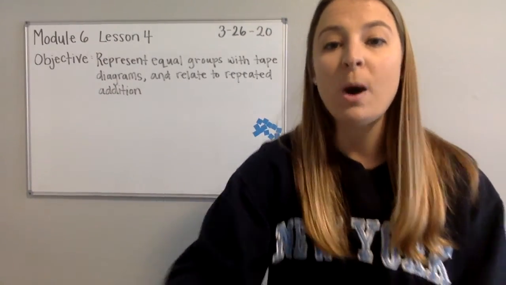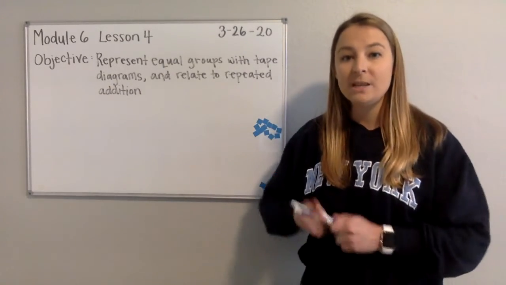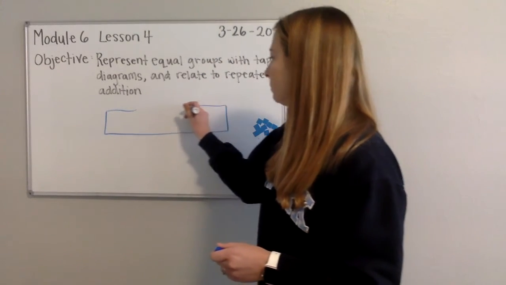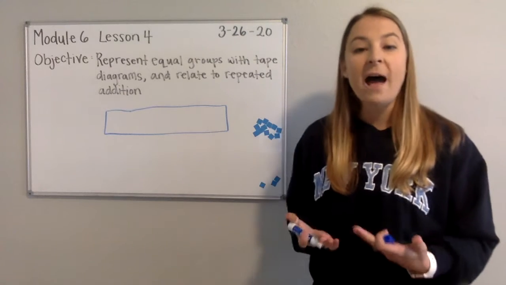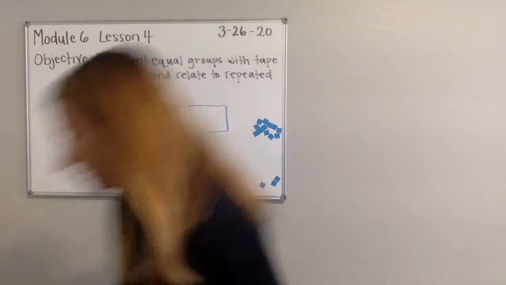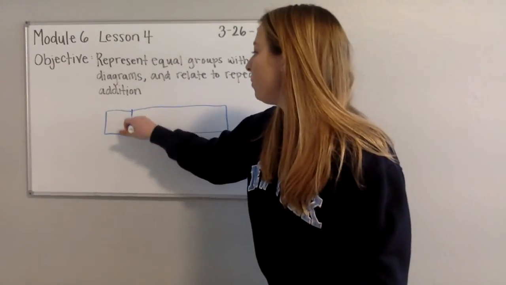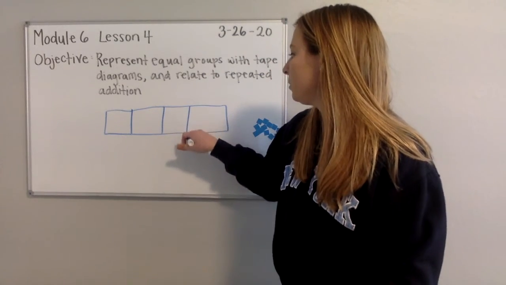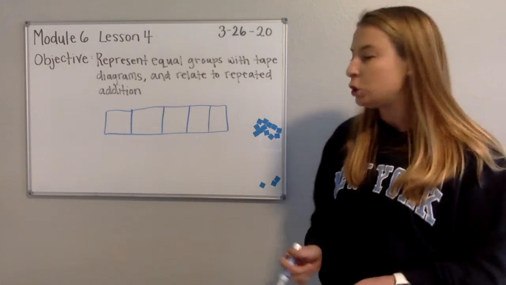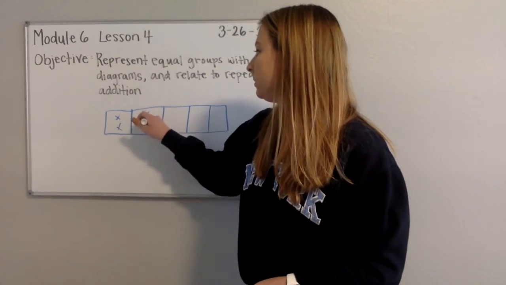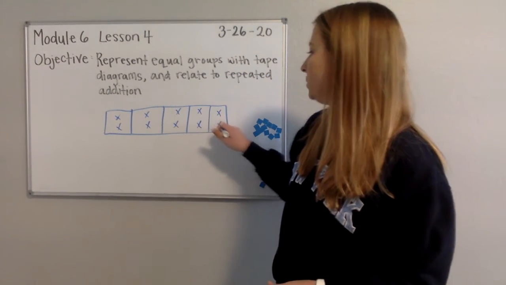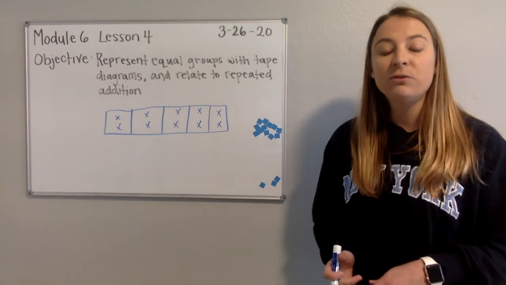Okay, for example 2, I am going to create 5 groups of 2. I'm going to start by drawing my tape diagram. And I'm trying to make 5 groups, so I know when I break up my tape diagram, I'm going to need 5 spaces in it. I have 1, 2, 3, 4, and 5. I now have my 5 groups, and I can put 2 in each group. 1, 2, 1, 2, 1, 2, 1, 2, and 1, 2. My tape diagram now shows 5 groups of 2.